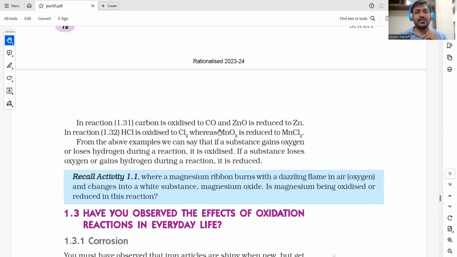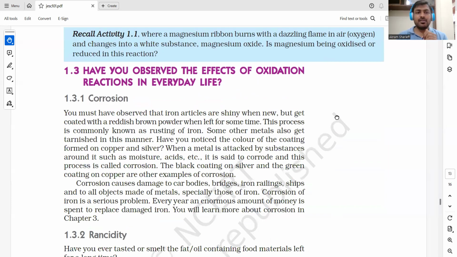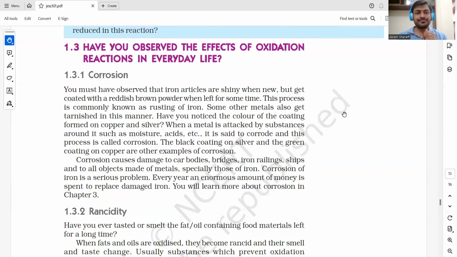In this reaction, carbon is oxidized to CO and ZnO is reduced to Zn. In this reaction, HCl is oxidized to Cl2, whereas MnO2 is reduced to MnCl2. From the above examples, we can say that if a substance gains oxygen or loses hydrogen, it is oxidized. If a substance loses oxygen or gains hydrogen, it is reduced.